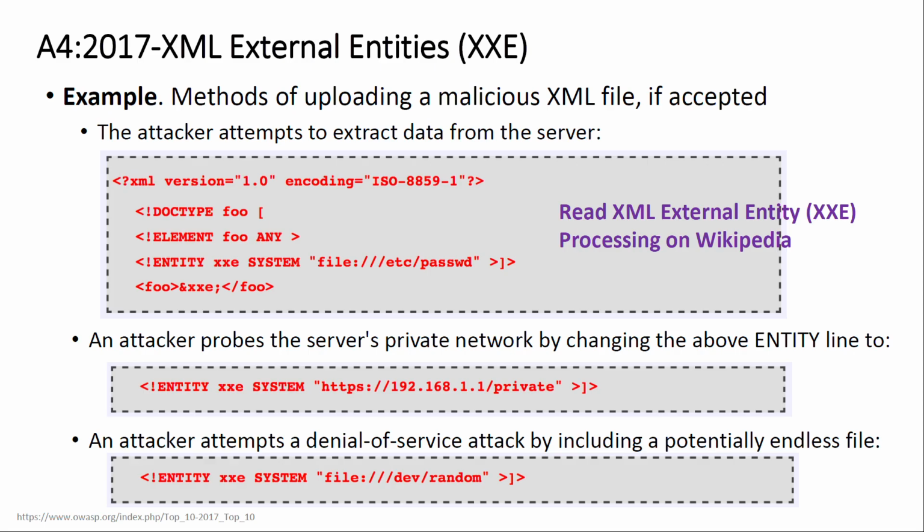Of course, there are other ways of attacking, like methods of uploading a malicious XML file if accepted. In this example, the attacker attempts to extract data from the server by giving this kind of header where they're trying to reach the password file. An attacker probes the server's private network by changing the above entity line to this. Or an attacker attempts a denial of service attack by including a potential endless file, so that the server tries to read this file, but it takes a lot of time.